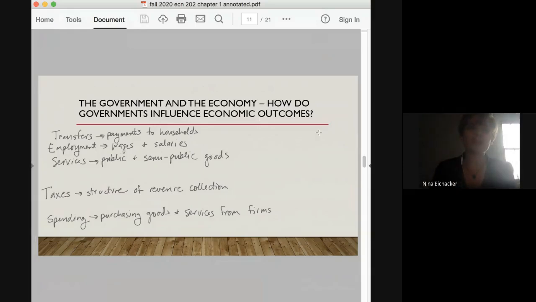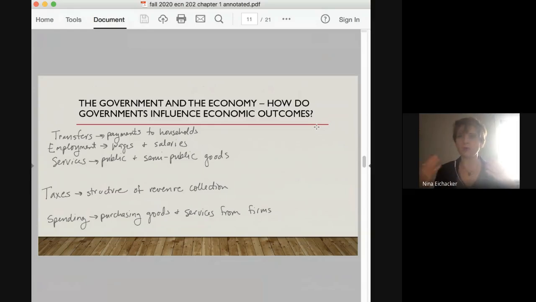We might also think about the government as a source of employment. Lots of people work for the government. Anyone who works for the military, for example, works for the government. Anyone who works for the post office works for the government. I, as a professor at the University of Rhode Island, am actually an employee of the state of Rhode Island. I am a public employee. So the state hires people and pays them wages and salaries.